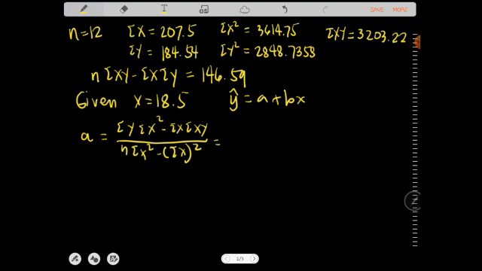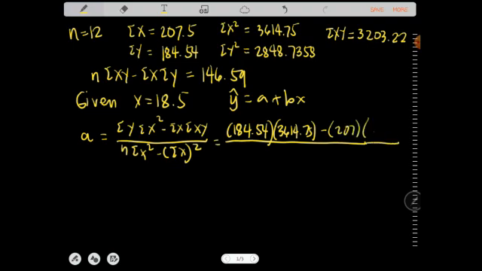Now, we have computed that already. So, yung ating summation of Y is equals to 184.54. Nandiyan naman sa ating screen. Times yung summation of X squared is equals to 3,614.75 minus yung summation of X natin which is 207 times yung ating summation of the product X and Y which is 3,203.22 over yung ating N times the quantity X squared minus the quantity summation of X squared.